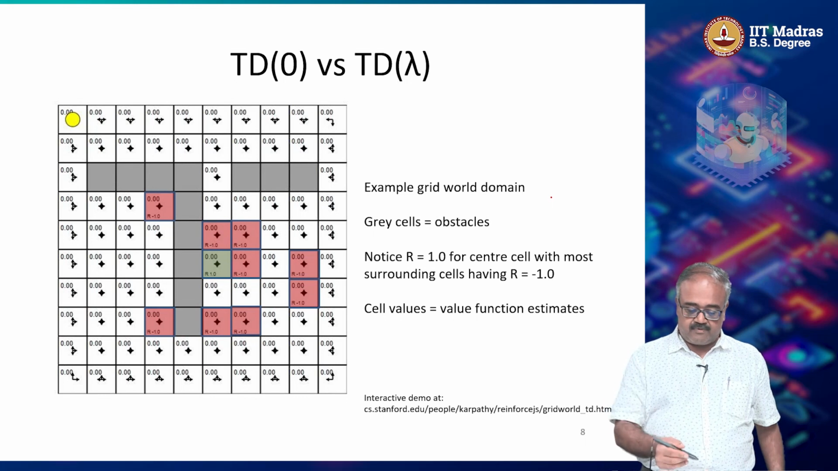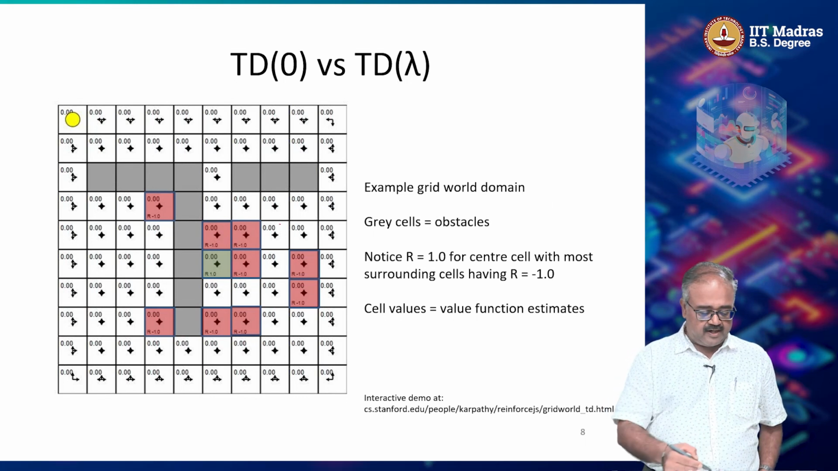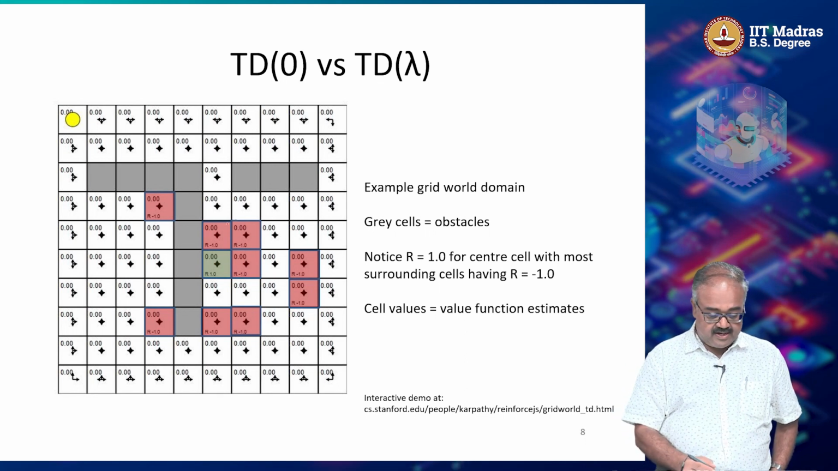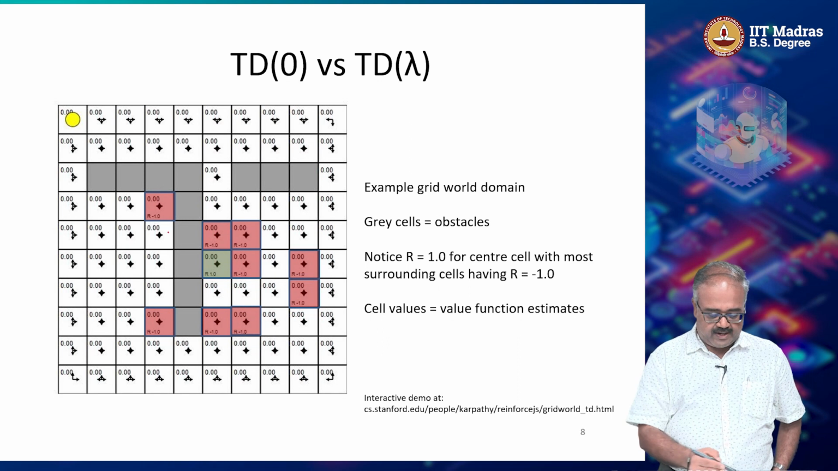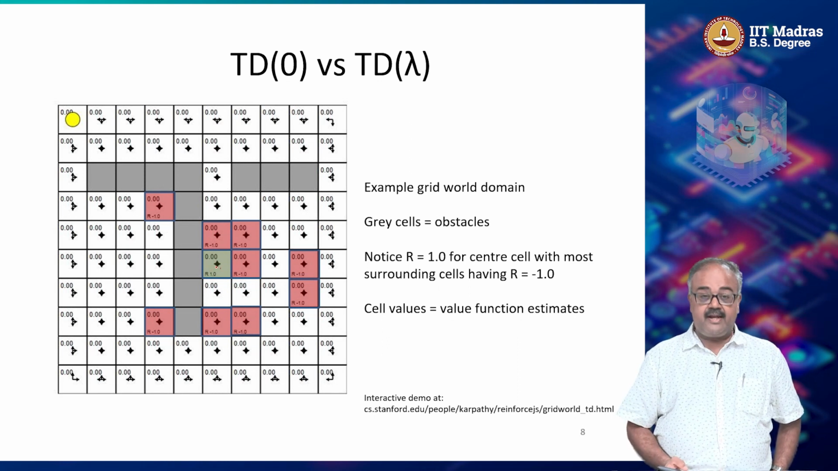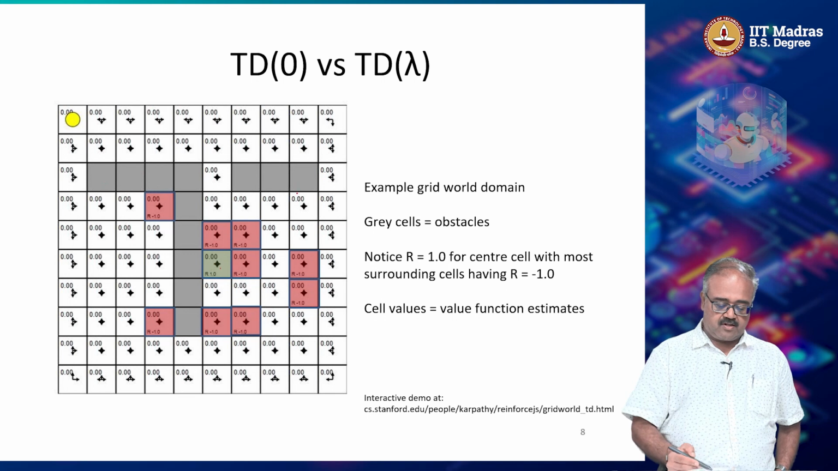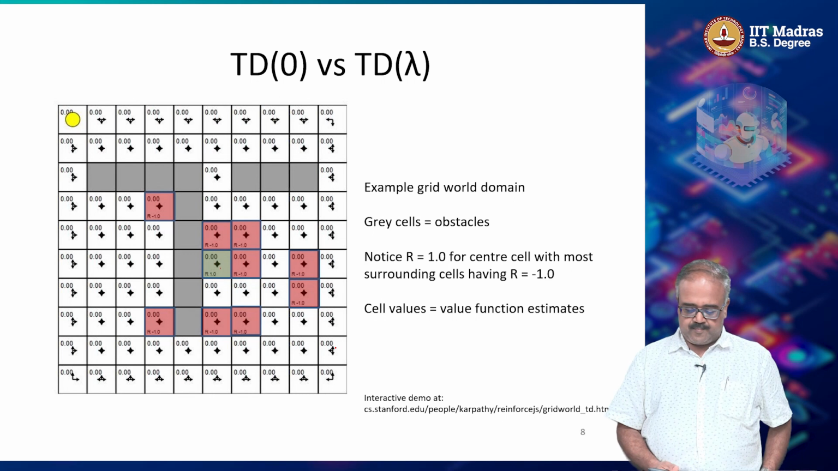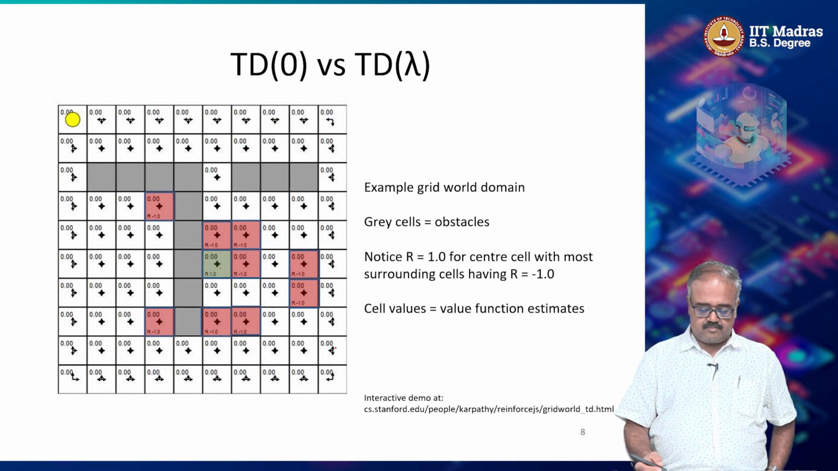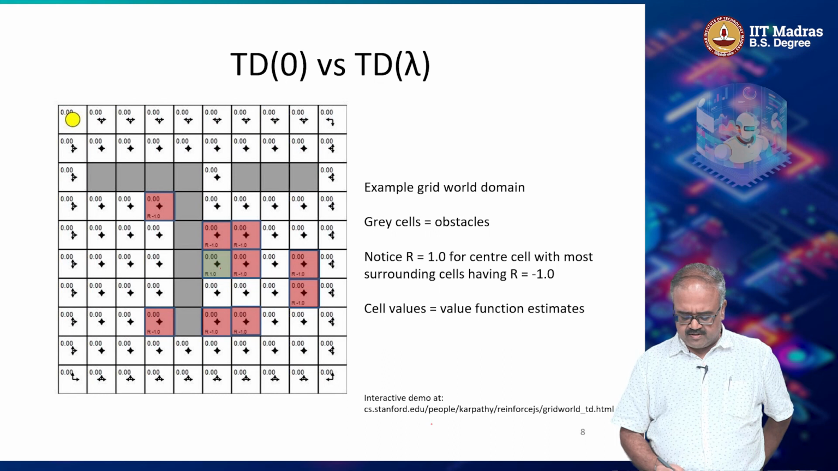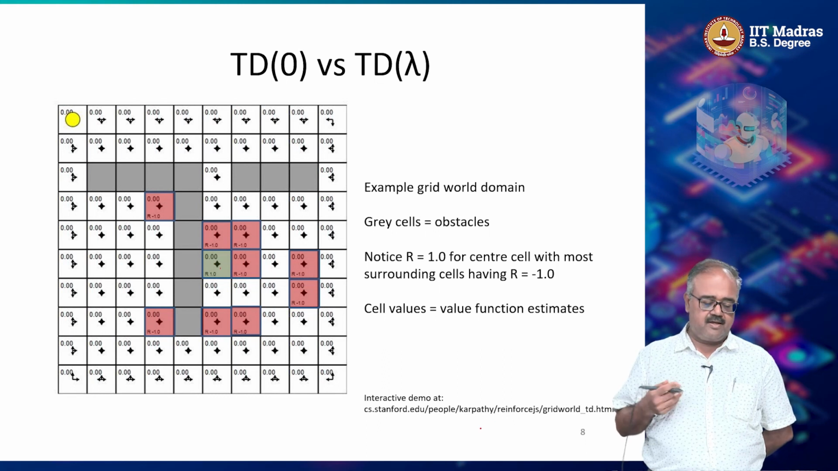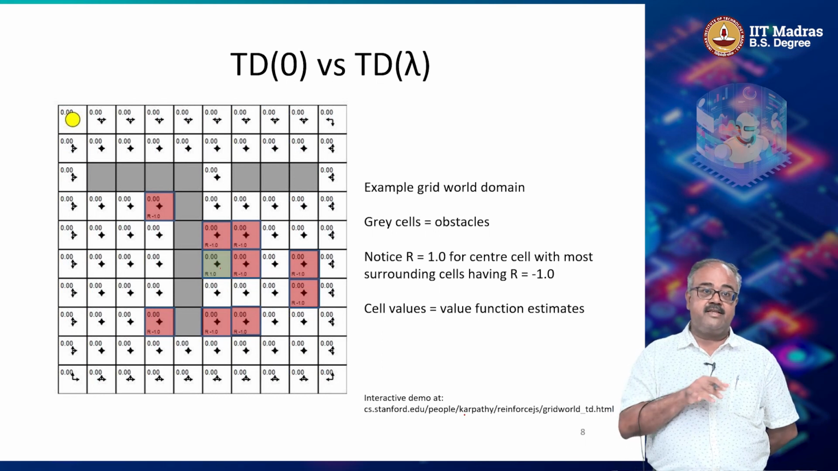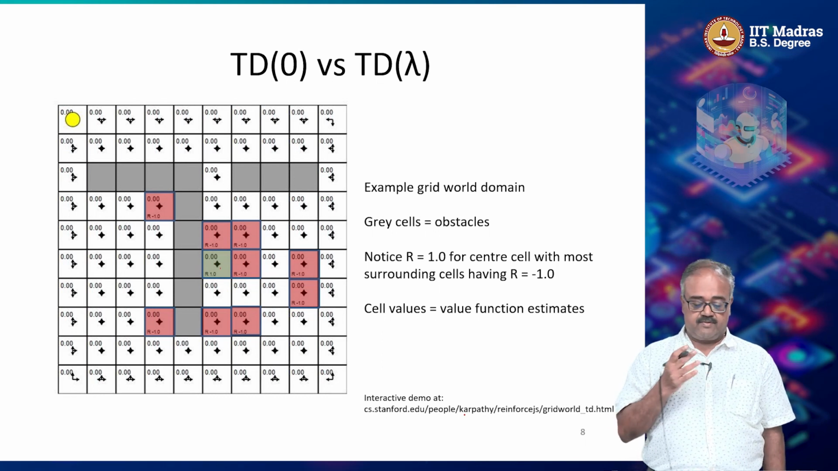So, here is another example of TD0 versus TD-lambda. I am starting off with a simple grid world, and you can see that all the states that are marked in red have a reward of -1. The state that is marked in green has a reward of +1. These are obstacles and the other states do not have any reward. Now, this is a demo that we took from Andrej Karpathy's web page, and you can see the URL here. You can go to the web page and actually play around with this demo. You can change the grid world around, and look at different algorithms, different values of lambda and so forth.